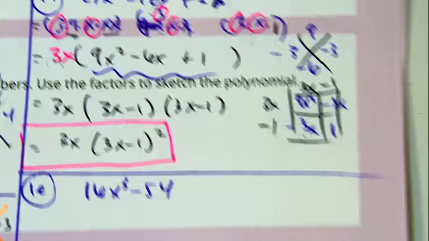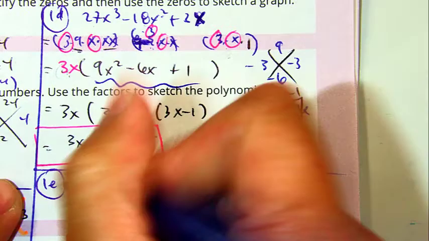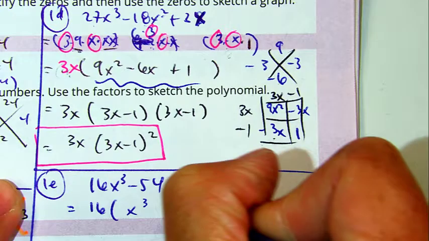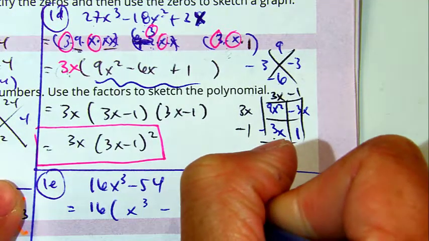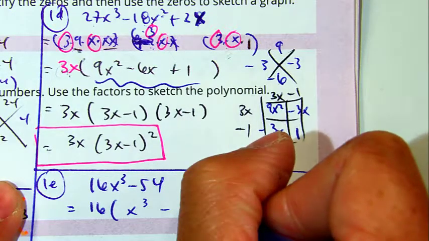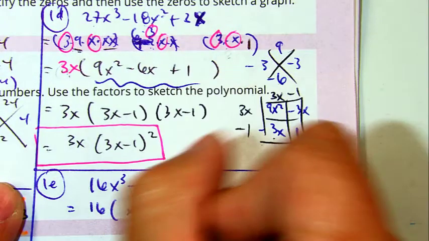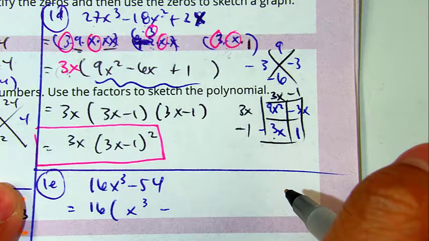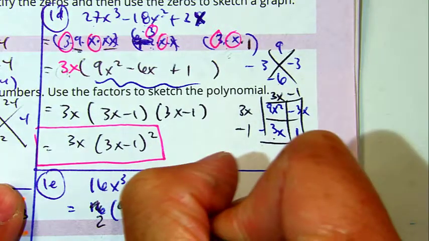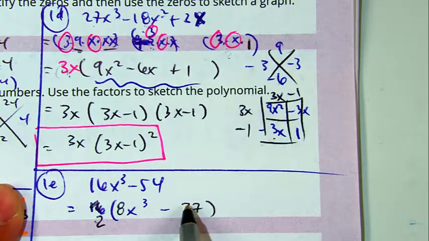I'm going to take out a greatest common factor from 1E. That would be a 16. So I'm going to be left with x cubed minus, what do you get? 3? Oh, that's bad. Don't do that. 16 is probably a bad one, right? No, I'm going to guess it's 2. Yep, it's 2. 2 times 8x cubed minus 27. Because 2 times 27 gives me 54.